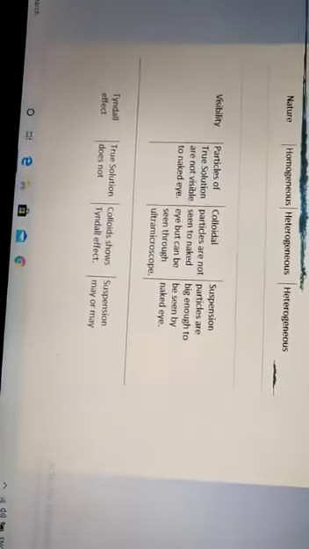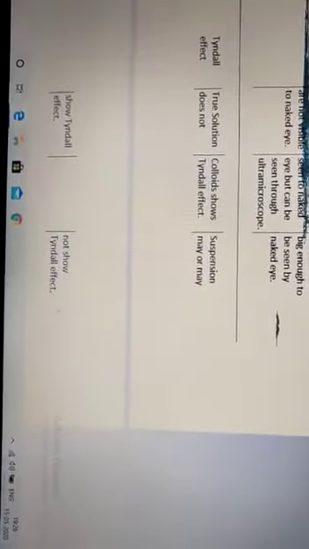Now, if we talk about the Tyndall effect. Tyndall effect means scattering of light by the particles of solution. So true solution does not show Tyndall effect. Colloidals show Tyndall effect. And suspension may or may not show Tyndall effect. Some of the suspension solution show Tyndall effect and some do not. Got it?